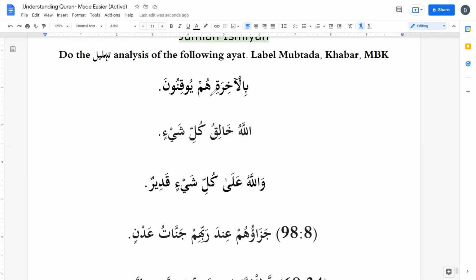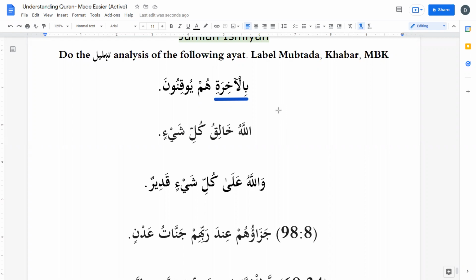So, bil akhirati hum yuqinun. Bil akhirati. B is harf jar. Akhirati, an ism, which is jar. So, bil akhirati is harf of jar fragment. And remember, harf of jar fragment is what? Is MBK. Okay. So this is MBK.